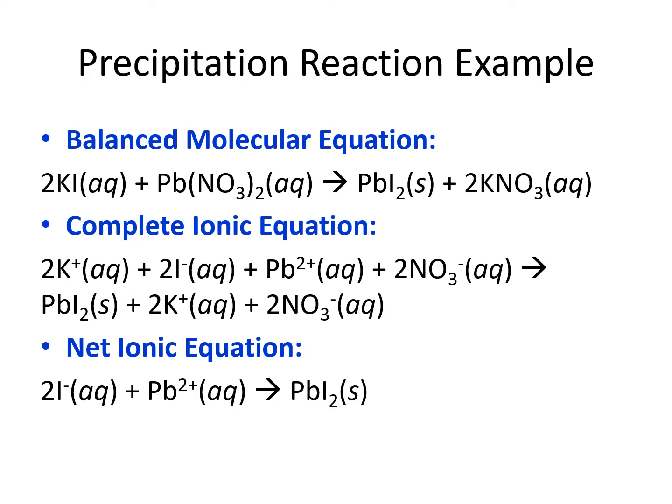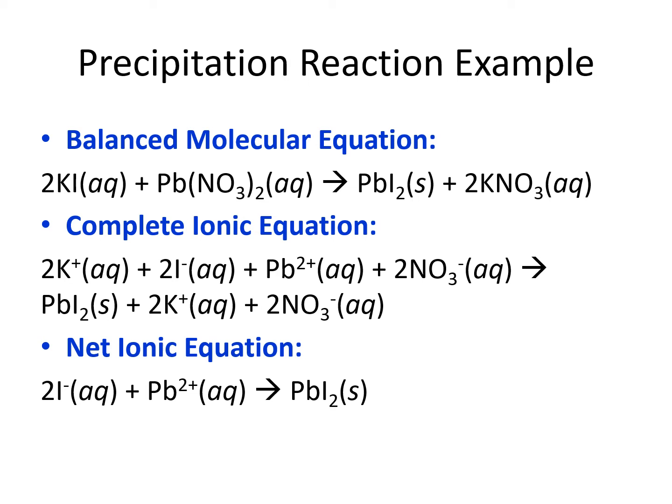Now that we have our balanced molecular equation with our states of matter, we can turn it into a complete ionic equation by taking everything that's ionic and aqueous and breaking it apart into ions. The potassium iodide aqueous gets broken apart into 2 potassium ions, which each have a +1 charge, and 2 iodide ions, which each have a -1 charge. The lead nitrate aqueous gets broken apart into a lead 2+ ion and 2 nitrate ions, which each have a -1 charge. On the right side of the equation, the lead iodide solid stays as is.